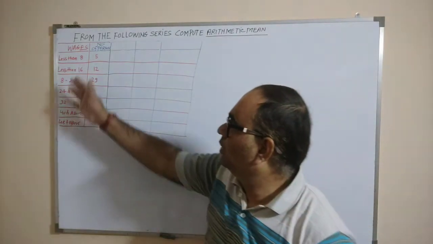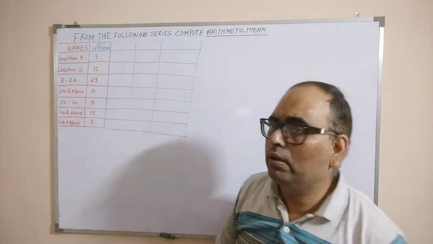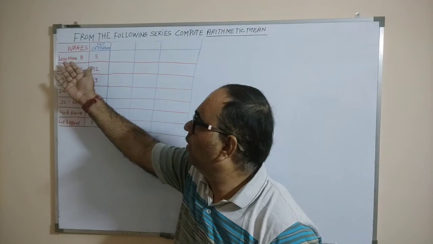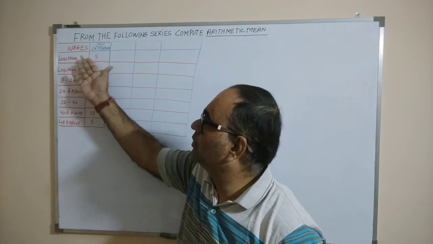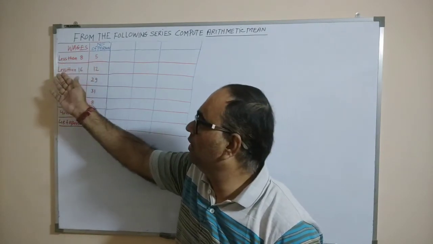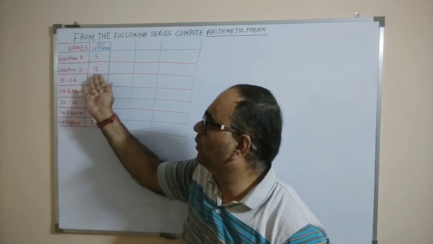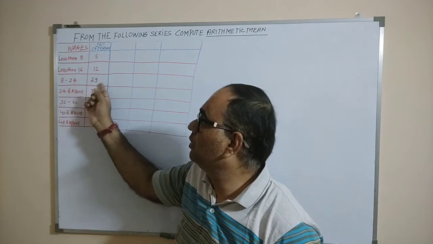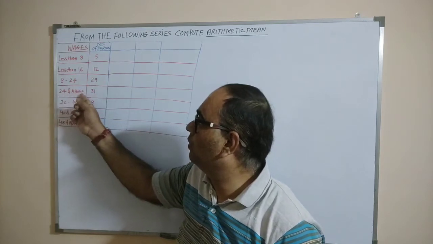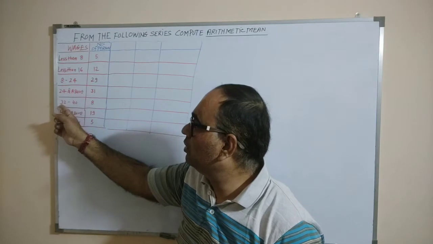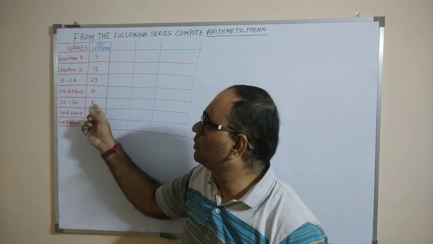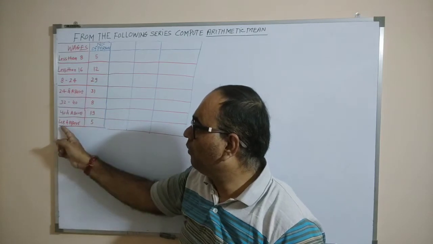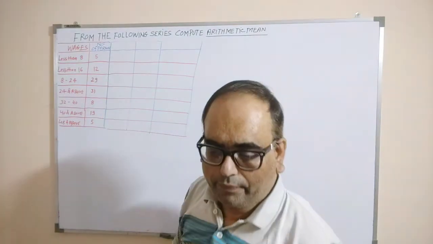Let's start. There are two columns given. In the first column, wages are given, and in the next column, numbers of persons are given. Let's read. First, less than 8, number of persons is 5. Wages less than 16, number of persons is 12. 8 to 24 is the wages, number of persons is 29. Wages are 24 and above, number of persons is 31. Wages are 32 to 40, number of persons is 8. Wages are 40 and above, number of persons is 19. Wages are 48 and above, number of persons is 5.